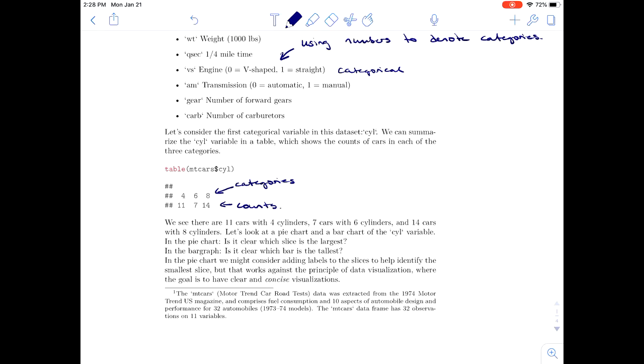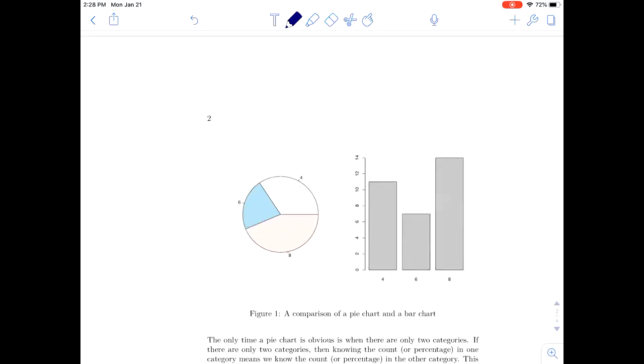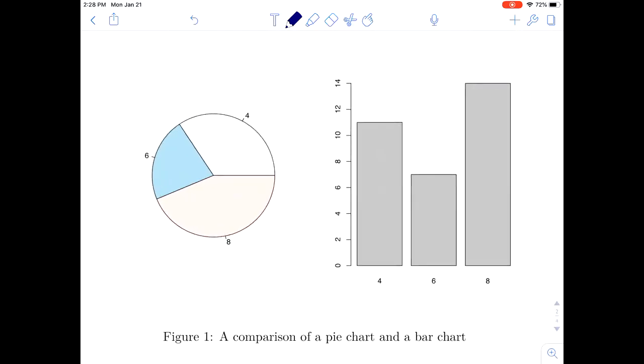And to visualize this table, we typically have the choice between a pie chart and a bar graph. So what I've done is I've given you both the pie chart and the bar chart for comparison. Here we've got 4 cylinders, 6 cylinders, 8 cylinders. Again, 4 cylinders, 6 cylinders, 8 cylinders. And I want to show you this just to convince you that bar charts are the way to go.